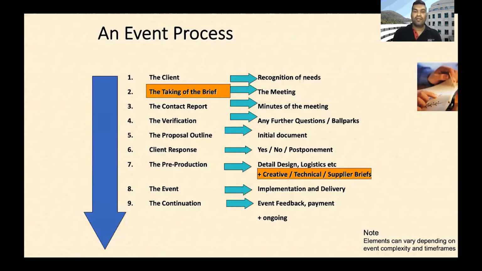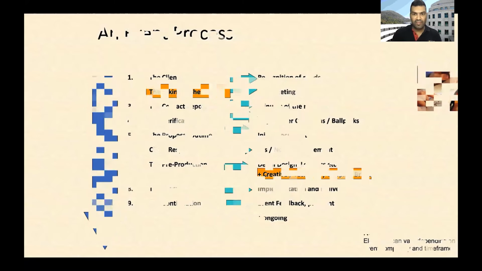you get into a detailed design, you get into logistics, and this is the time when you actually get into detailing a more thorough brief for your creative, for your technical, for your suppliers, your vendor partners, and you get into a brief for them where they then implement the idea, they then implement the proposal and deliver a cutting edge event. And that is where you get into delivery. And then it follows up with a continuation where you go back to the client, take feedback, you collect your payment, and then it goes into an ongoing relationship which goes on forever.